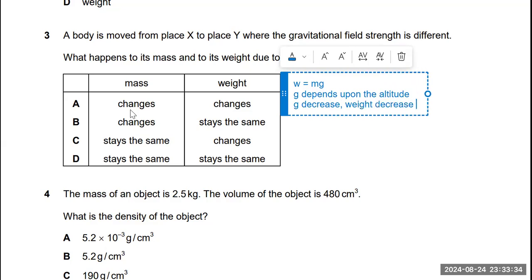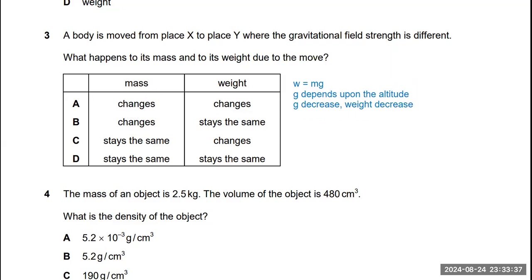So for mass, you have to select the option in which mass is constant. I think this one will be the correct answer. Mass stays the same everywhere, but weight changes due to the change in the value of gravitational field strength. As you can see in the statement, the gravitational field strength is different. When this is different, weight will be different. So option C will be correct. Your answer will be C, right?